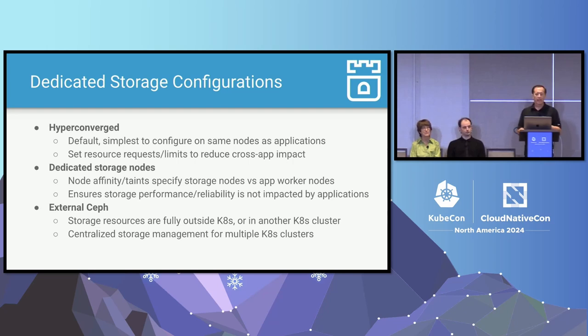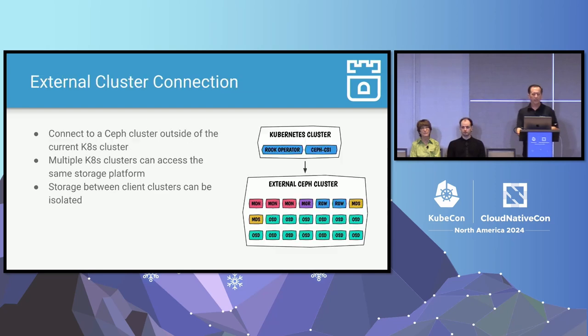The third mode to consider is, well, what if I really don't want to run the storage platform in Kubernetes? That's great. It does have advantages for being separate, which is you can run the storage platform completely outside of Kubernetes. If you have a raw Ceph cluster, you can manage it separately from Rook or Kubernetes. And that allows you to connect Kubernetes to it. And you can even connect multiple Kubernetes clusters to the same storage cluster.